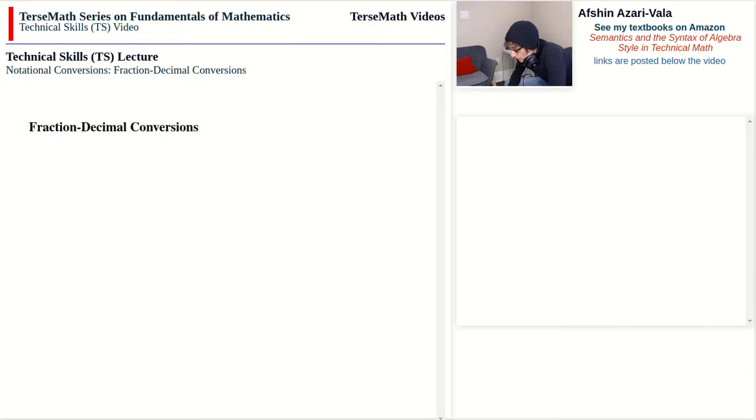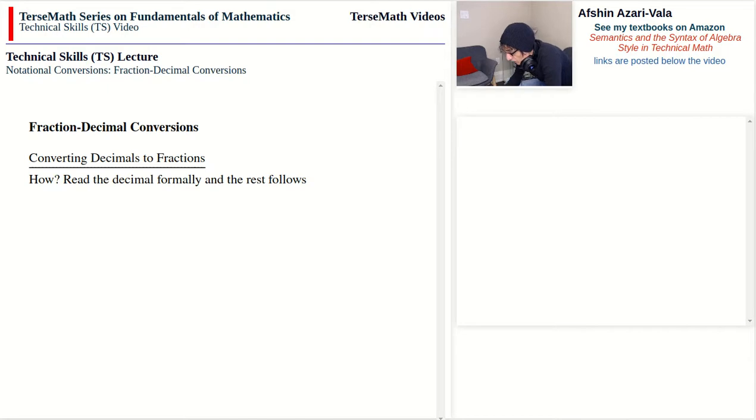Okay, now that we have talked about how to go from fractions to decimals, let's go the other way. We want to convert decimals to fractions. I guess I need a plural S there. All right. Okay, so what we have next is the question of how we do that. It's actually pretty interesting that you can read the decimal formally, and it will tell you what the fraction equivalent is.